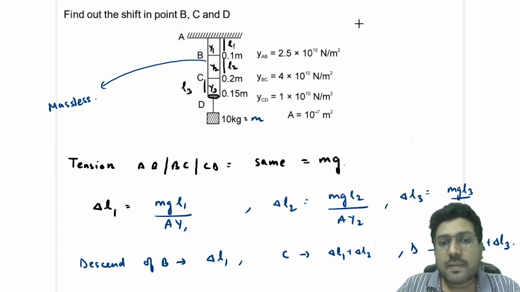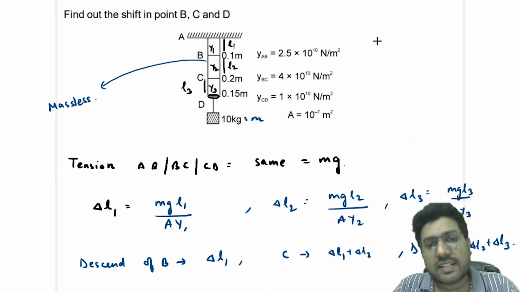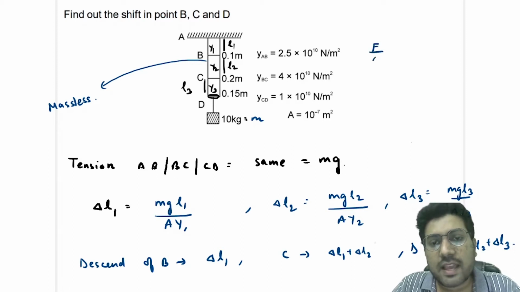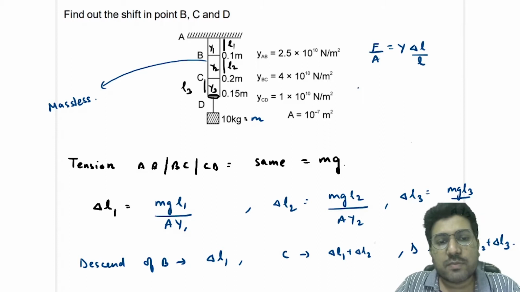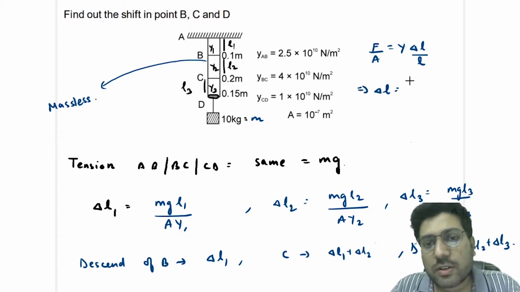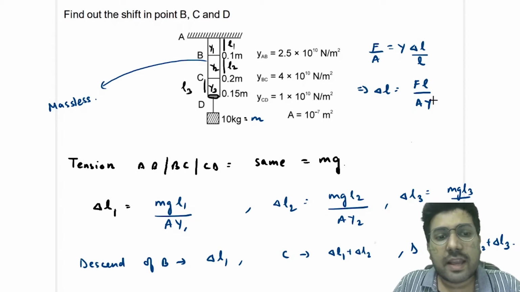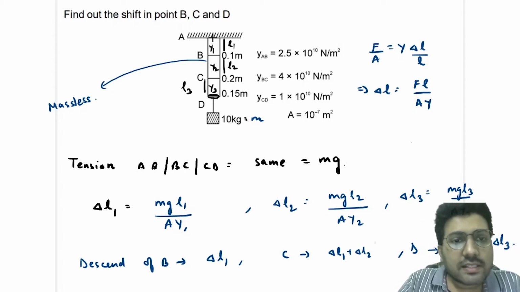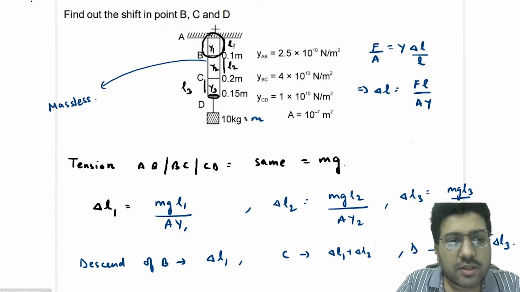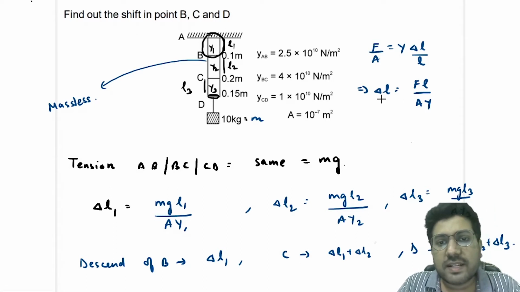So now you know that Hooke's law states that stress is equal to Y times strain. That means F by A is equal to Y delta L by L. So from this we will get delta L, that is the elongation, is equal to FL by AY. So the elongation is given by FL by AY. Now let us look at the first rod, this one. So what will be the elongation in this rod? The elongation in this rod will be delta L1 is equal to FL1 by AY1.